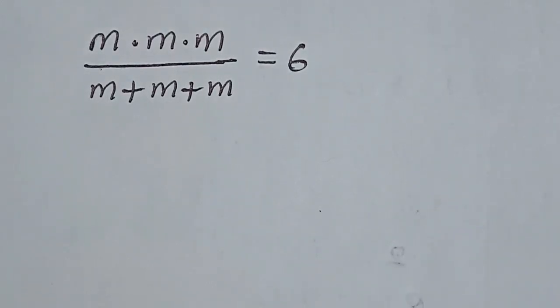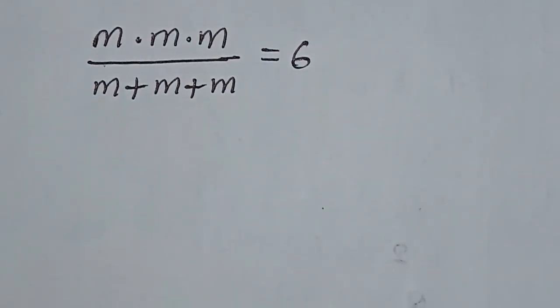In this question, we have m multiplied by m multiplied by m all over m plus m plus m, everything equal to 6. How do we solve for the value of m?